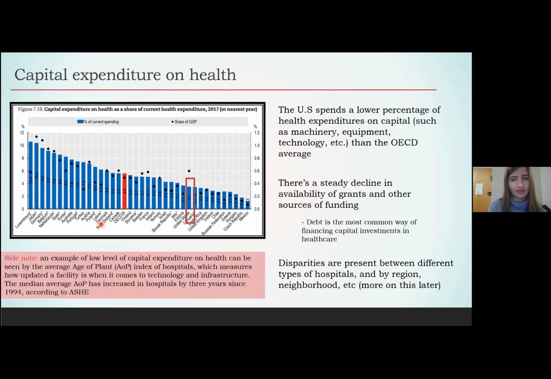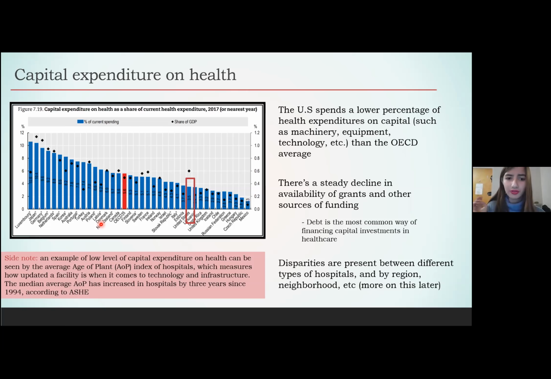And part of the reason for this is that there's a steady decline in the availability of grants and other sources for funding. So a lot of hospitals actually sort of have to rely on going into debt to finance capital investments and things of the sort. And so one way that we can kind of see this, and there's plenty of examples, but a really important one, is when you look at the average age of plant index for hospitals. So that means how updated a hospital is at a given time. In the past 20 years, the median average age of plant has increased in hospitals by 3 years, which means our hospitals are getting older and they're not getting as updated.